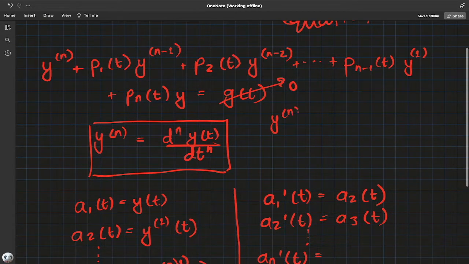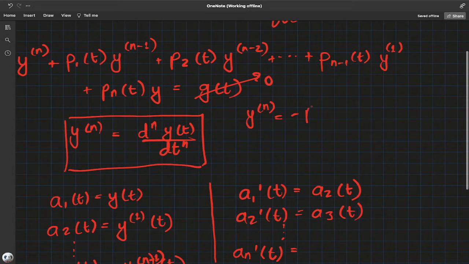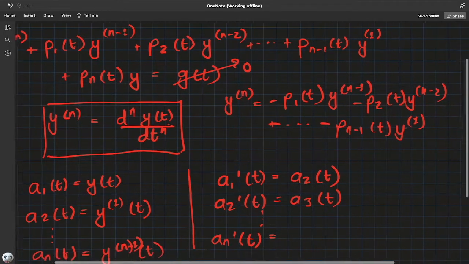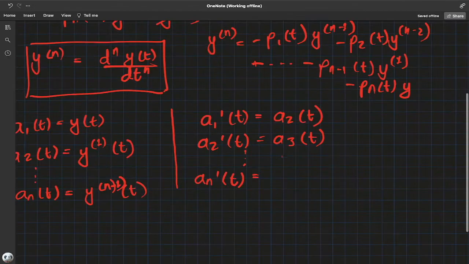So notice the nth derivative of y is just negative of all of these other guys. So negative p1 times the n minus 1 derivative, p2 times the n minus 2, minus dot dot dot minus p_n times the first derivative and no derivative. So it's all of these things.